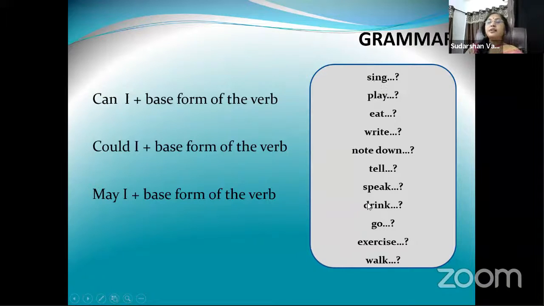Use verbs that are not often used. Play, sing, eat, write, they are all common verbs. Gather, that is how you have to increase your vocabulary also. Gather more and more verbs, action words. Whisper, shout, scream, act.